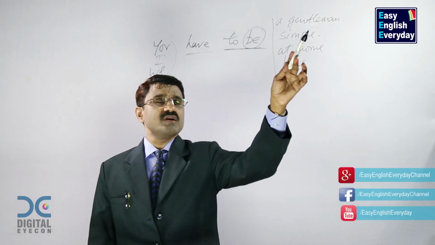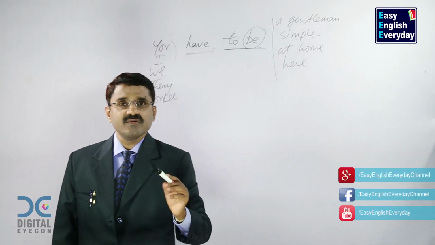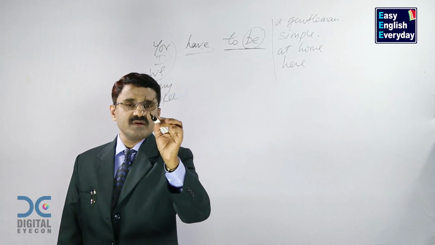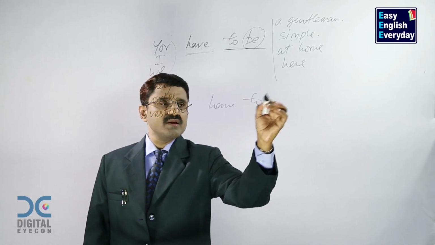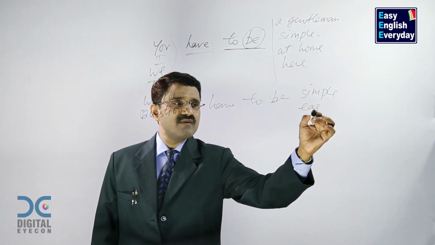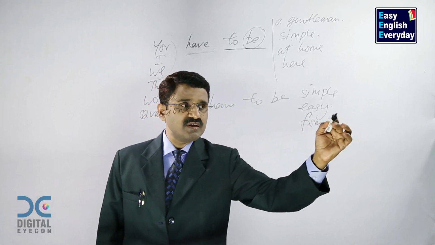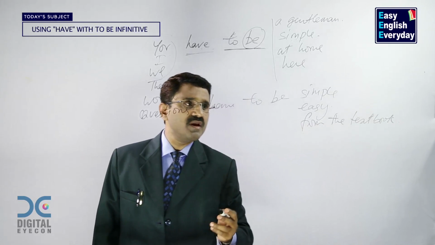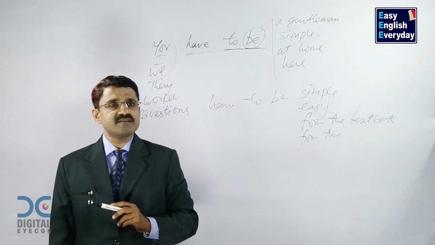Workers have to be gentlemen. Workers have to be simple. Workers have to be at home. Workers have to be here. And you can also use it for non-living things like this. Questions have to be simple. Questions have to be easy. Questions have to be from the textbook. Questions have to be from the notebooks. In this way you can make sentences.